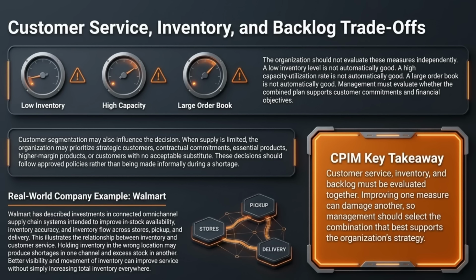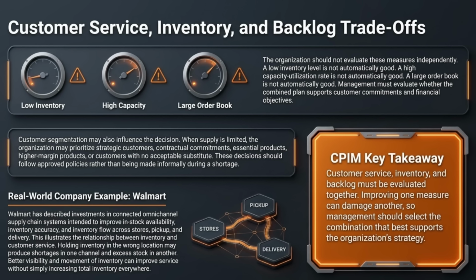The organization should not evaluate these measures independently. A low inventory level is not automatically good. A high capacity utilization rate is not automatically good. A large order book is not automatically good. Management must evaluate whether the combined plan supports customer commitments and financial objectives.